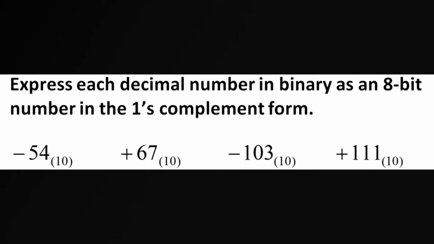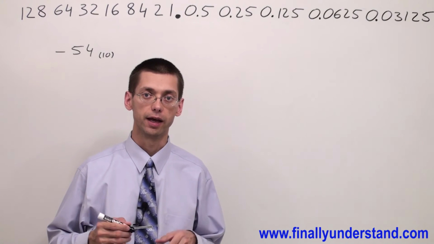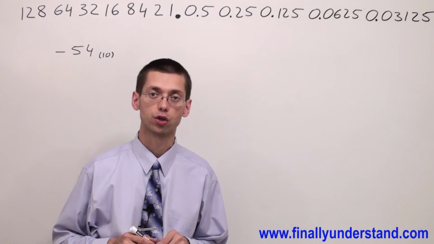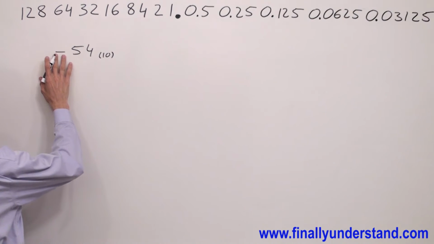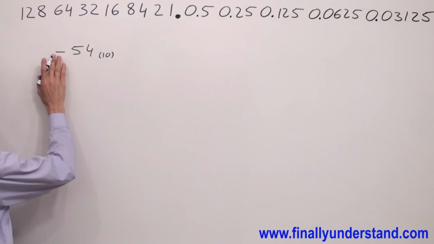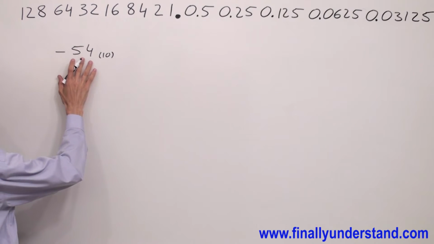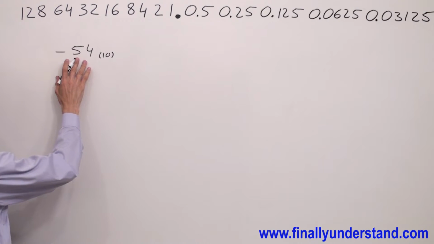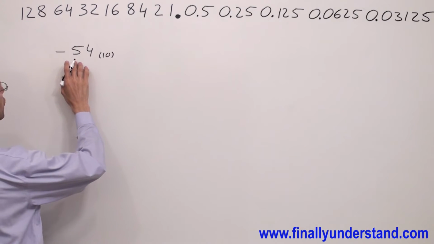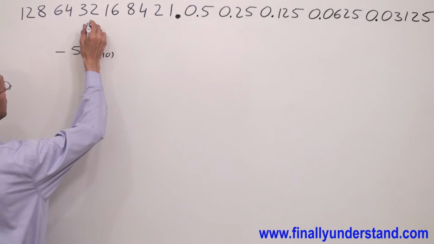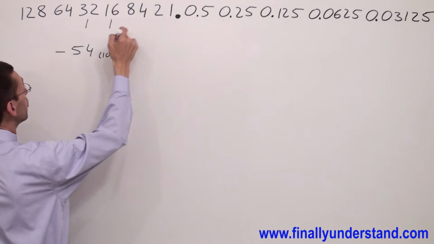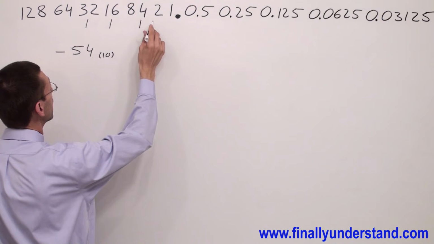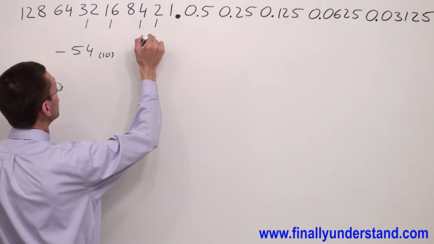This time we're supposed to convert the decimal number to the 8-bit number in 1's complement form. What we're supposed to do first? Look, we have a negative sign. At this moment we are going to ignore this sign and simply convert 54 to binary. 54 you can build from 32 and 16. We have 32 plus 16 gives me 48, plus 4 gives me 52, plus 2 gives me 54.